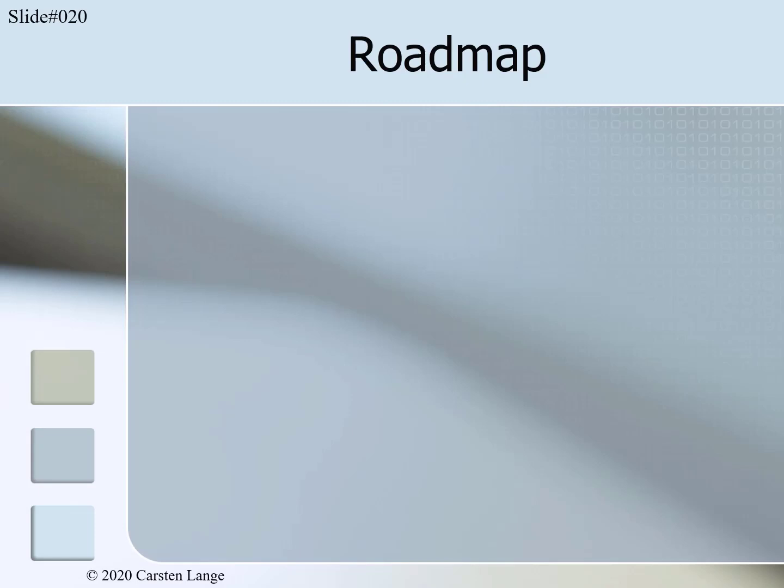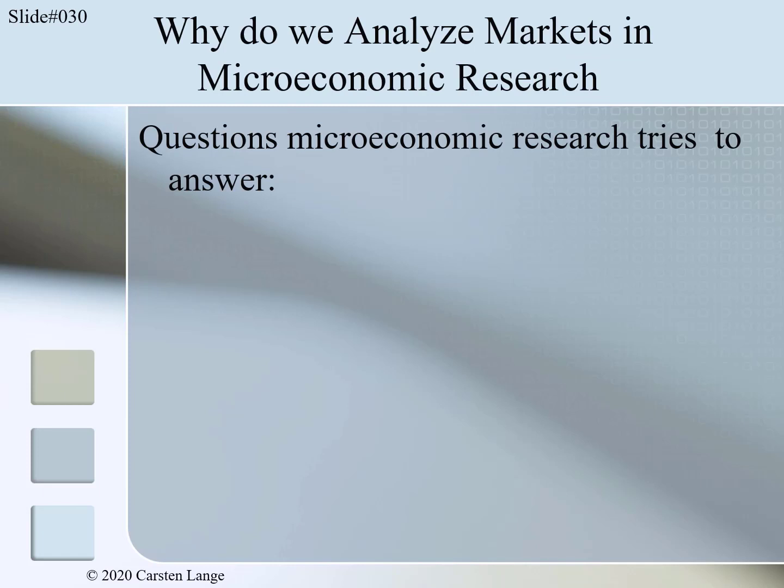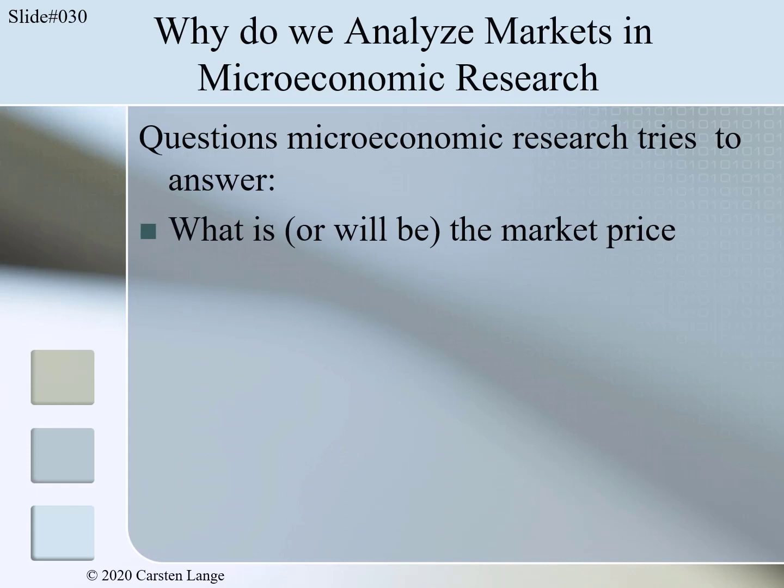In this segment, we will learn how economists use the word market and why markets are important to distribute goods and services. We also will learn why we need assumptions to analyze markets. Analyzing markets is one of the main goals of microeconomics research. Questions related to microeconomic research are: what is the market price for a specific good, and how this price may change in the future?